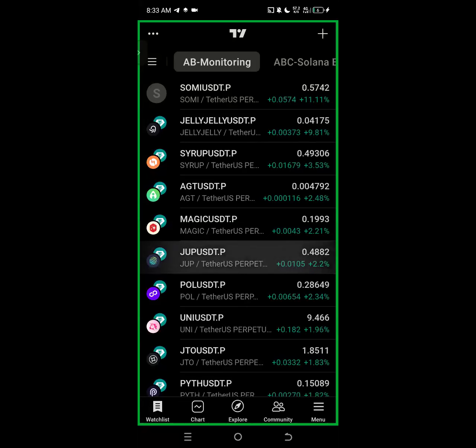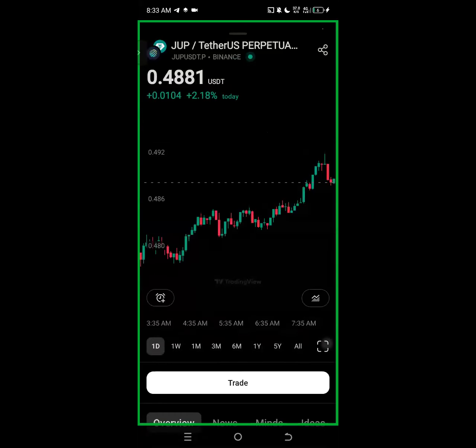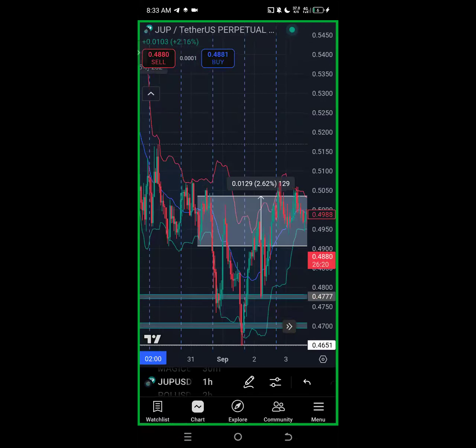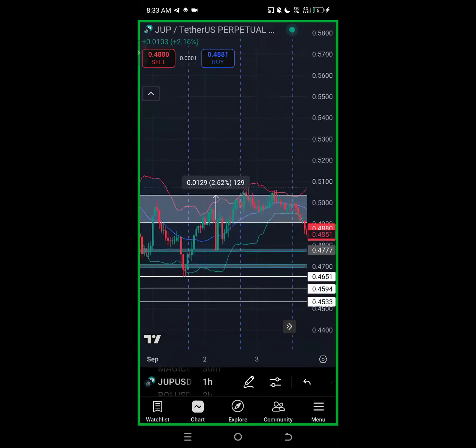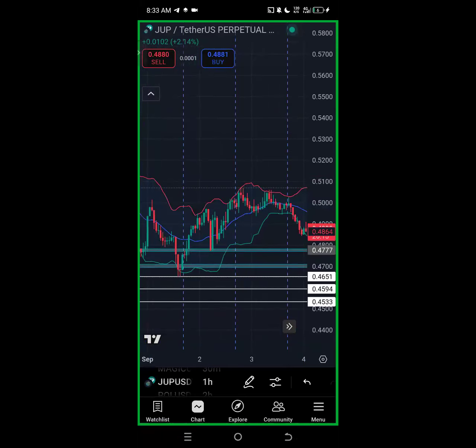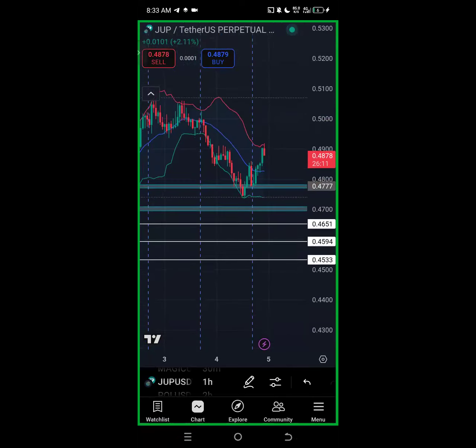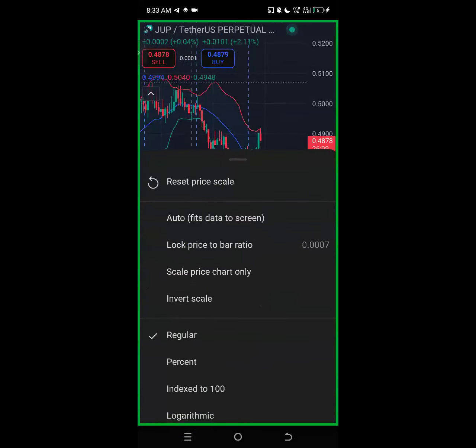Strong bearish. Let me go to Jupiter. I want to see a strong bearish. Okay, this one is here. Look at this. This was a serious movement.